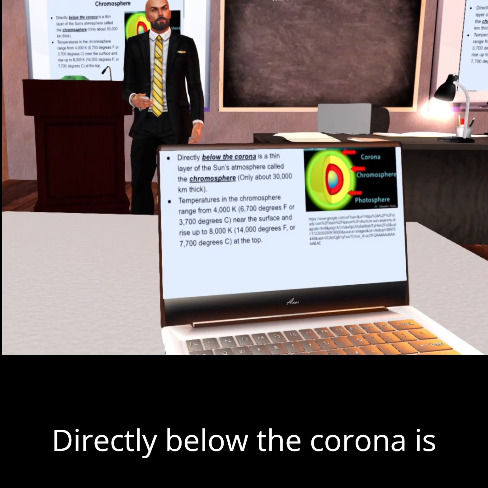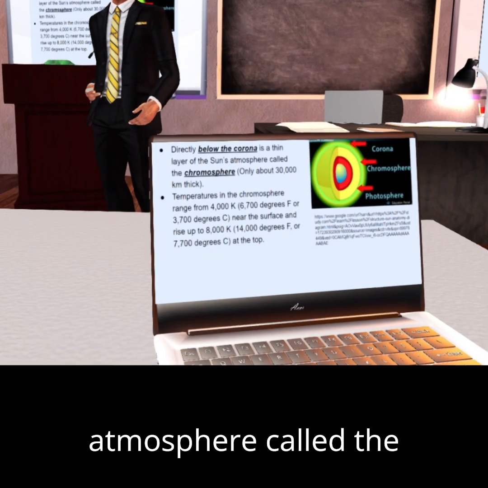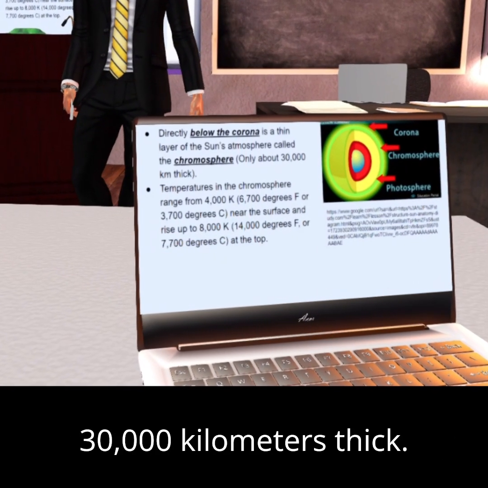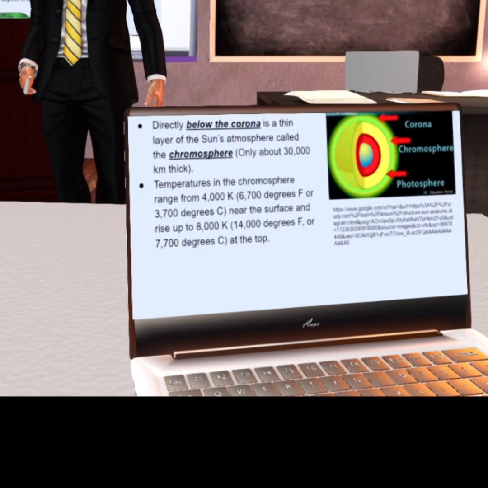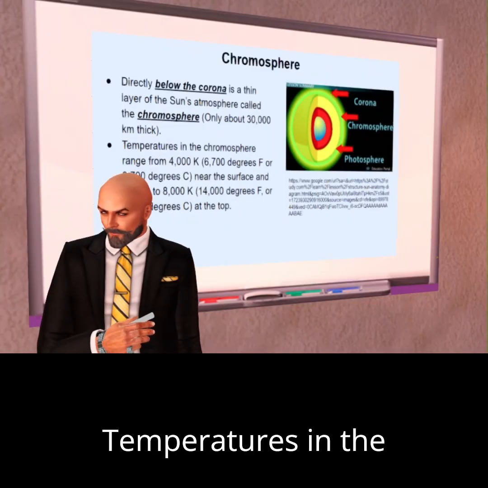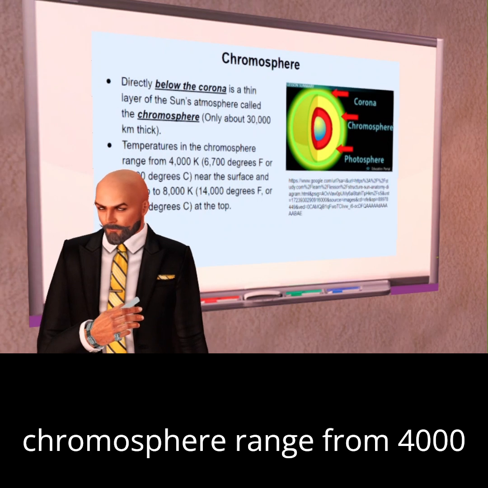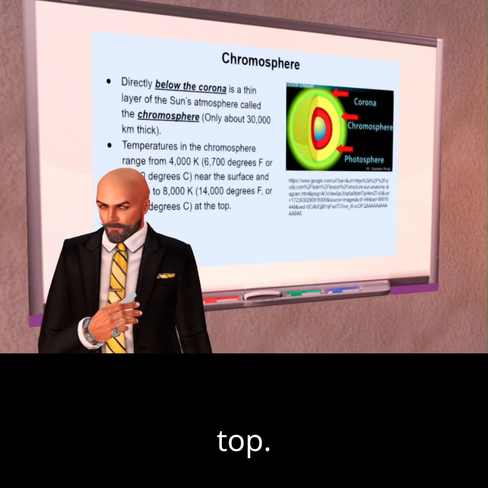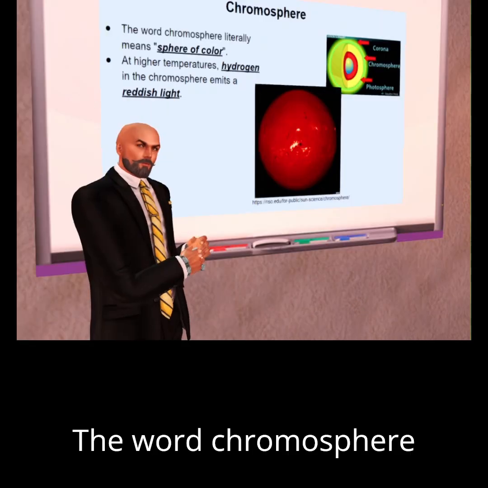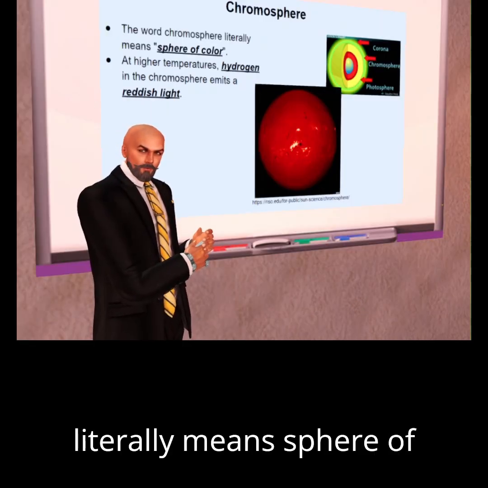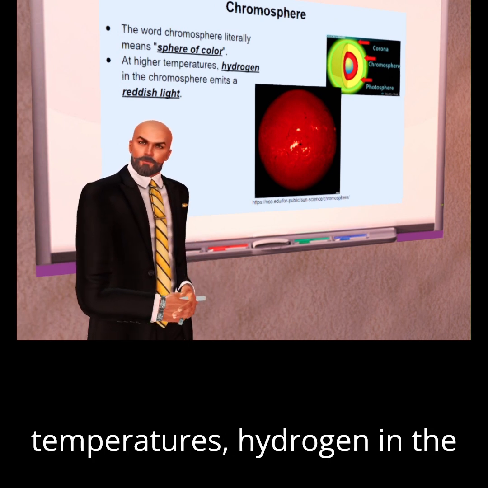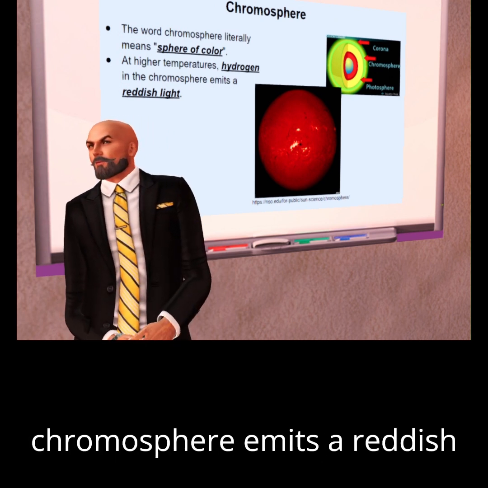Directly below the corona is a thin layer of the Sun's atmosphere called the chromosphere, which is about 30,000 kilometers thick. Temperatures in the chromosphere range from 4,000 Kelvin near the surface and rise up to 8,000 Kelvin at the top. The word chromosphere literally means sphere of color. This is a fitting name because at higher temperatures, hydrogen in the chromosphere emits a reddish light.